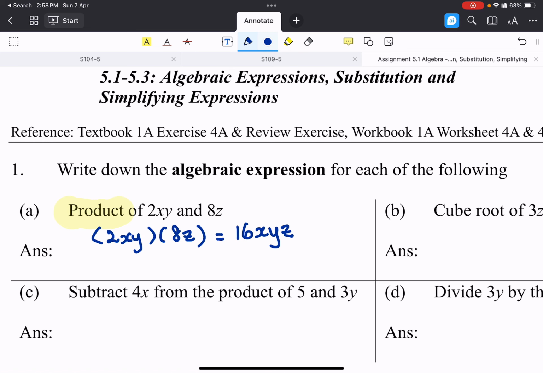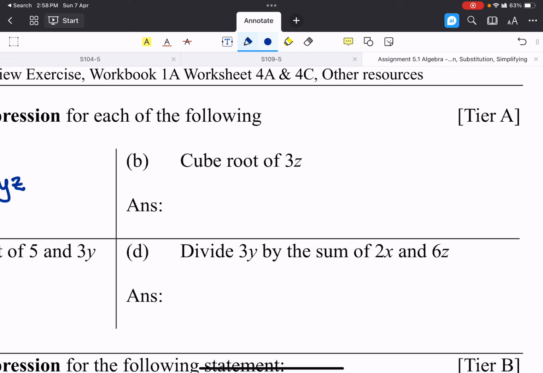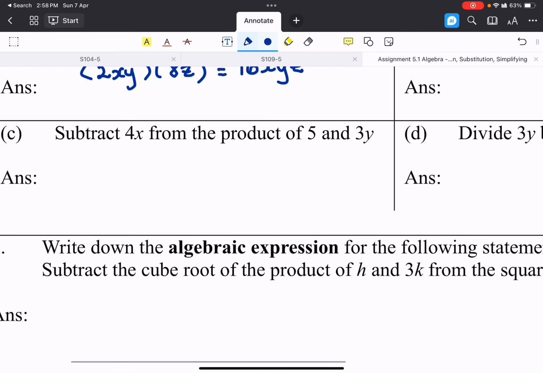Okay, moving on to the next one. Part B, we ask for the cube root of 3z. Well, for cube root, we'll use the radical sign, but this time round it's a third root, so we'll put it that way. And we have 3z, we can write it in this form. Okay, let's look at part C.